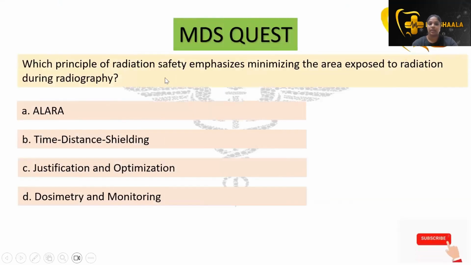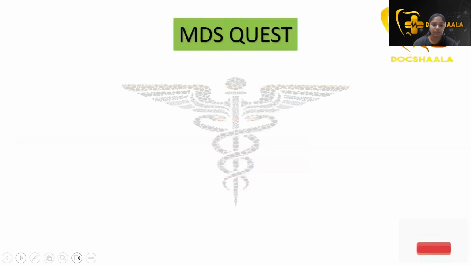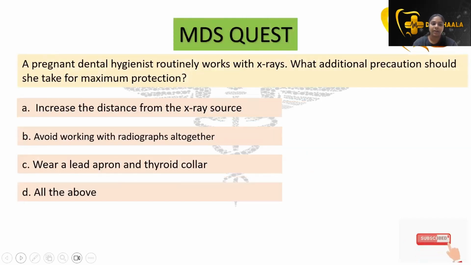So one question: which principle of radiation safety emphasizes minimizing the area exposed to radiation during radiography? ALARA. Okay, as low as reasonably achievable will help in minimizing the area exposed during radiation. And one more question: a pregnant dental hygienist routinely works with X-rays. What additional precautions should she take for maximum protection?